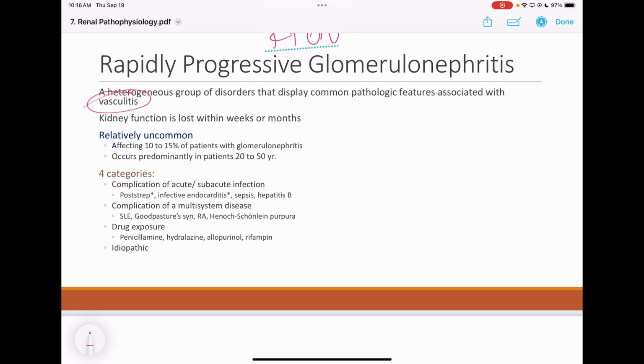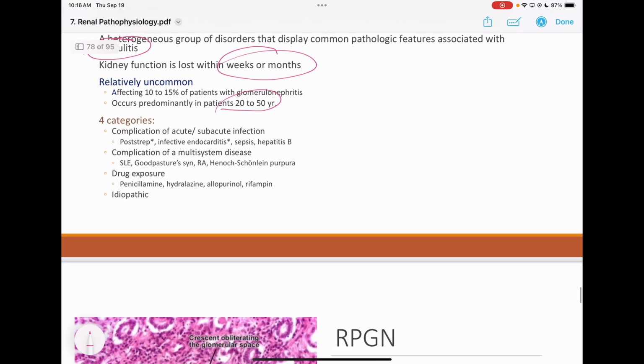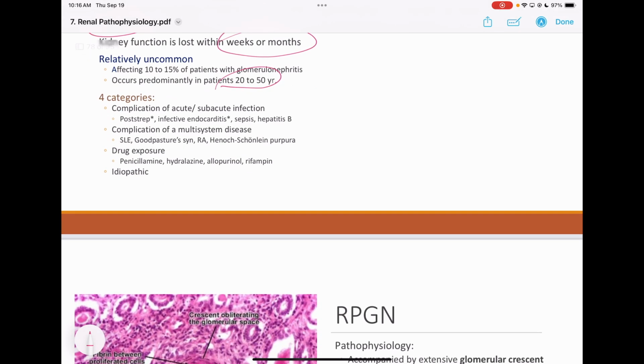So there you go. So there's vasculitis with rapidly progressive GN. Kidney function is lost within weeks or months. Relatively uncommon. Age range between 20 and 50. There's 4 categories of this one. Either it's due to an underlying infection, post-strep, infective endocarditis, or multi-system disease.